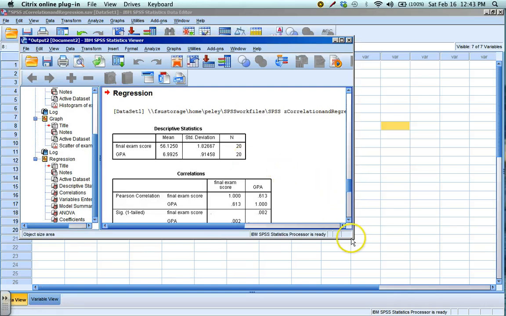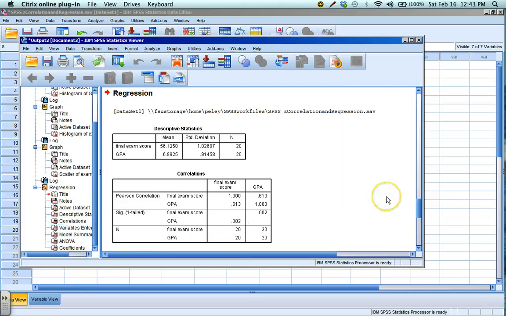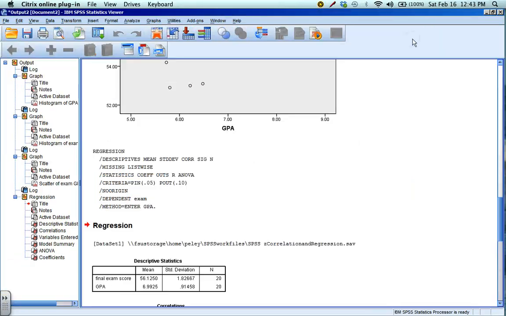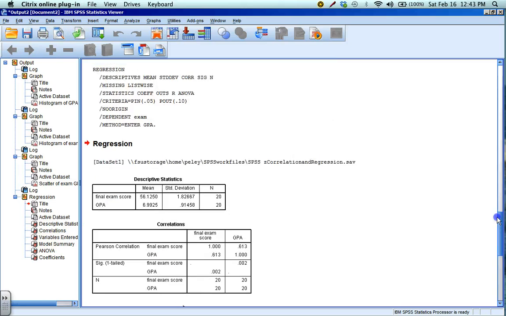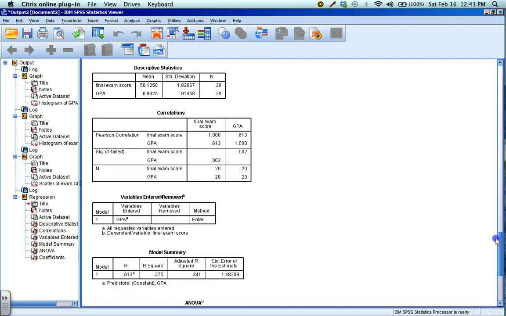All right, so as we click here, we've got a couple of things going on. Let's look. We have the descriptive statistics of the final exam score: the mean, the standard deviation, and what N is. Then we have the... the computer's a little slow today.